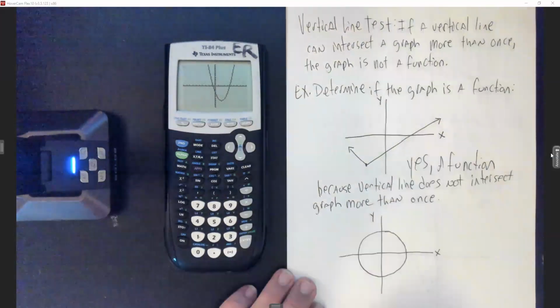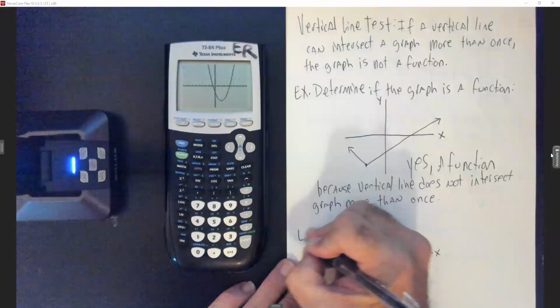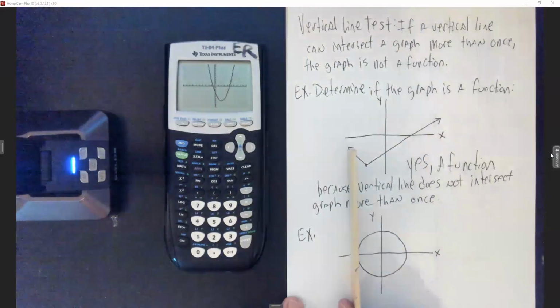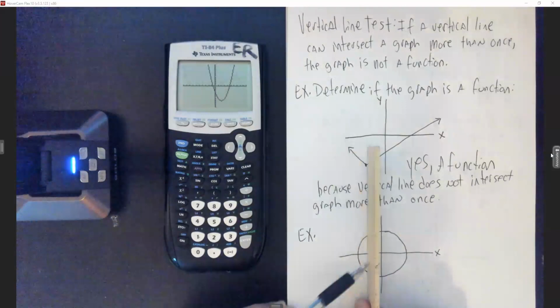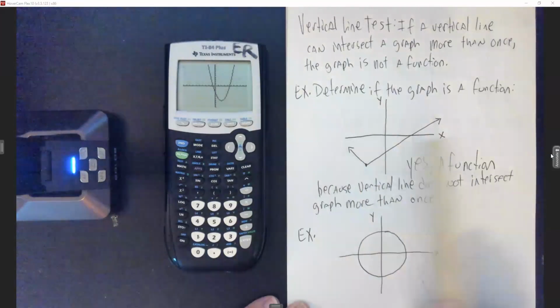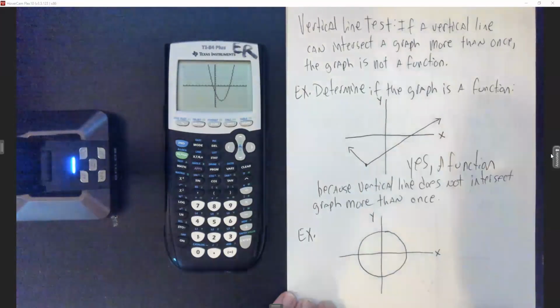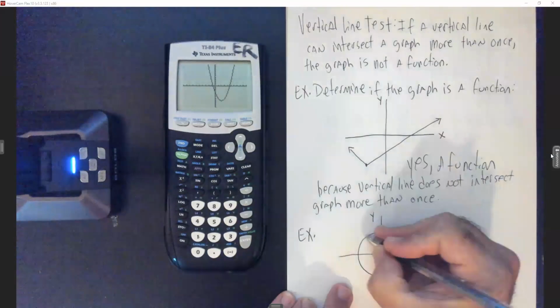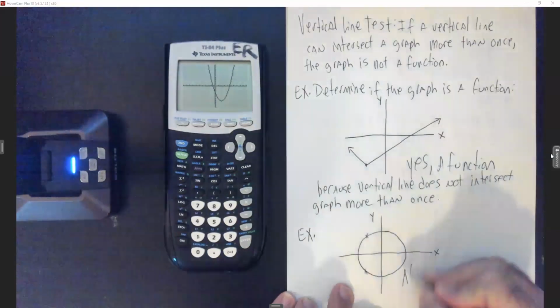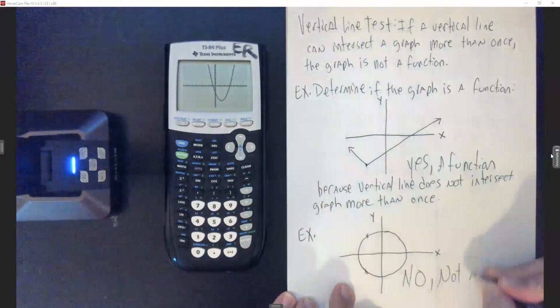So this would be my next one. Same thing, determine if it's a function. Well, let's run our vertical line left to right. Uh-oh, this one's intersecting here and here. That means it intersected twice, and it does that basically for the whole graph. So since that vertical line intersected me twice as I was running it through, this would be no, not a function.